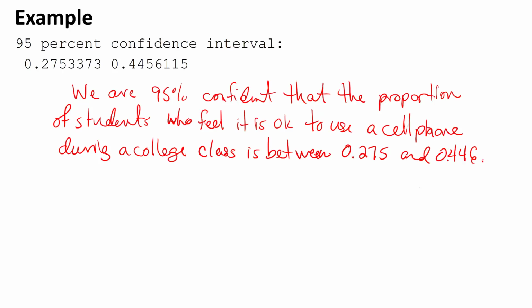Now I could have turned this into percents and just changed it to: we are 95% confident that the percent of students who feel it's okay to use a cell phone during a college class is between 27.5 and 44.6. And I can even reorder the words as long as all my ingredients are there. We're 95% confident that between 27.5 and 44.6% of students feel it's okay to use a cell phone during a college class. So as long as you have the right ingredients, you can reorder it however you would like.